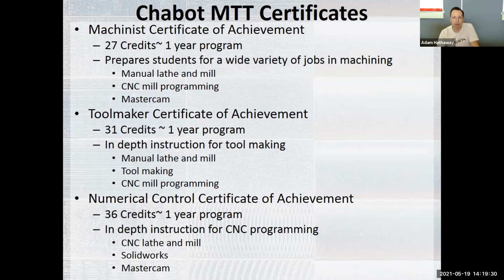We have a toolmaker certificate of achievement, 31 credits, 1 year. That's more in-depth instruction into specifically tool making. So this is tool and die, mold making, that sort of thing. I get a little bit more into grinding, manual lathe mill, tool making, and CNC mill programming. And then there's an NC certificate of achievement, 36 credits, about a year. We're trying to shave that down a little bit more so that's easier. In-depth instruction for CNC programming, CNC lathe and mill, SolidWorks, and Mastercam.